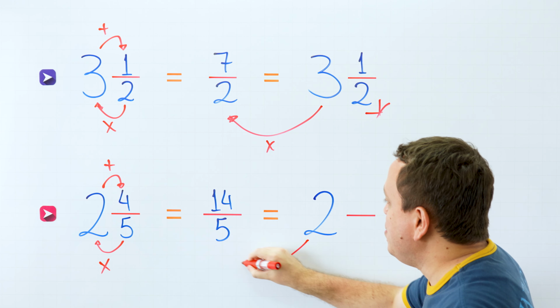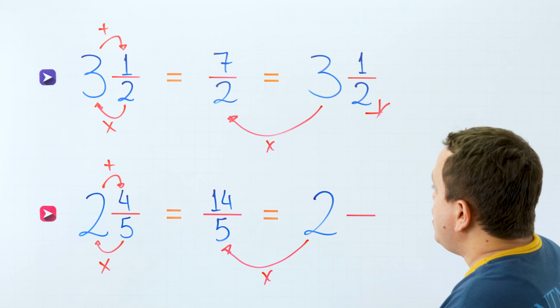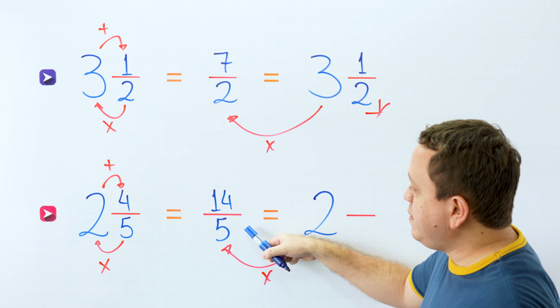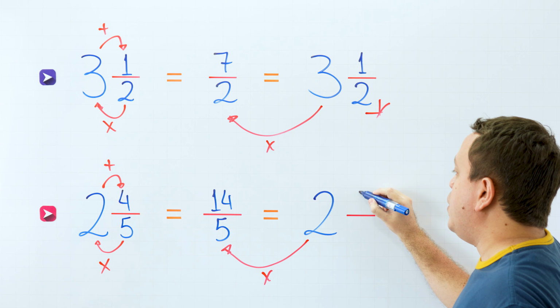And now we're going to multiply. Yes, 2 times 5 is 10. To get 14, we need to add 4.